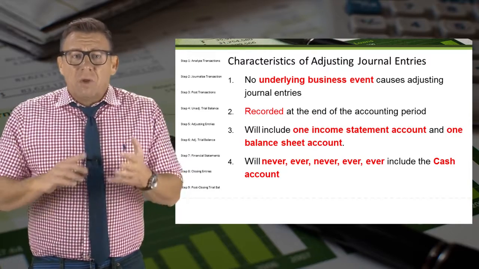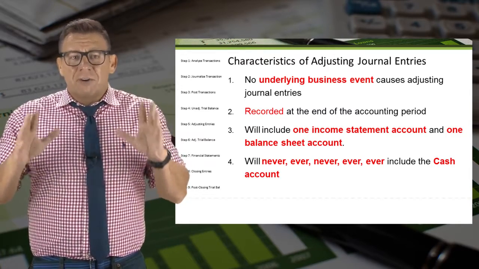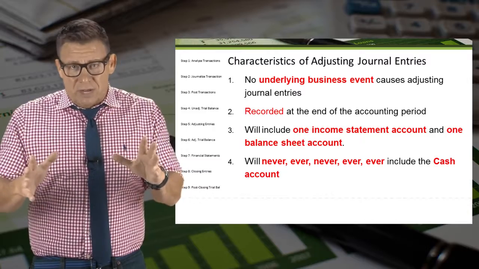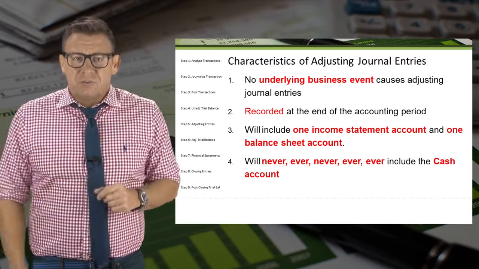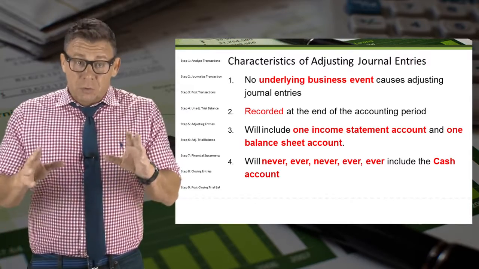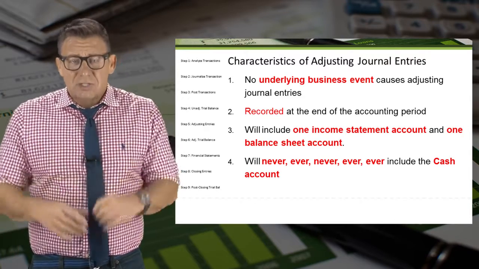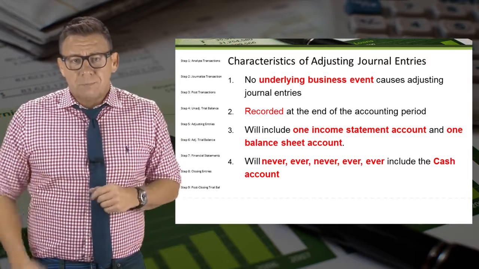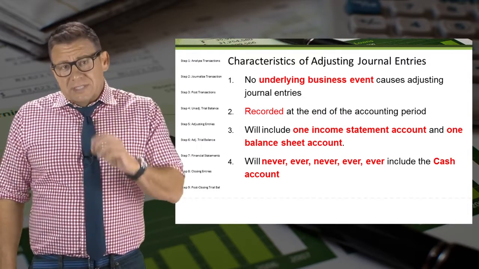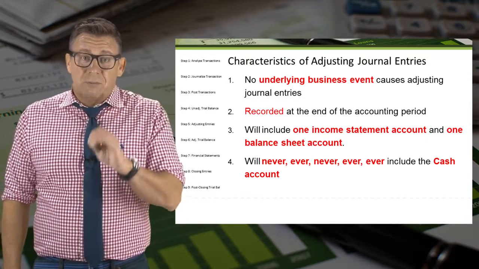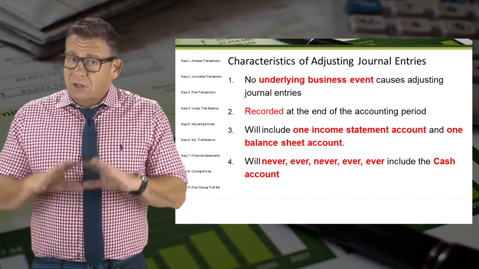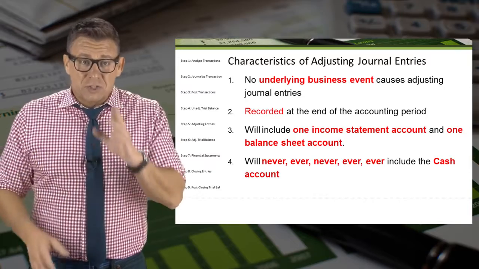And finally, they will never, ever include the cash account. At some point, you are going to be really tempted to use the cash account when doing an adjusting entry. Please don't. It is certainly wrong. Now, I will say that there is an exception to this, and that is when we are doing adjusting entries from the bank reconciliation. But that's not what's happening in this context, so don't use cash.